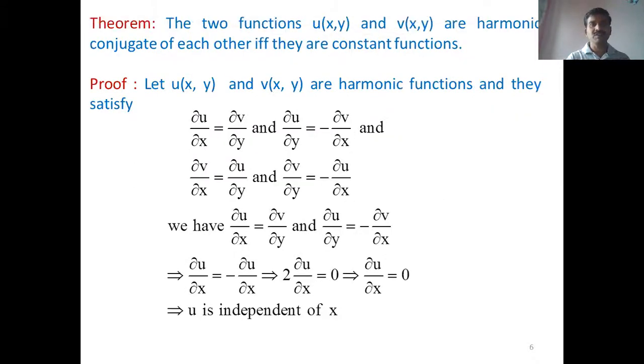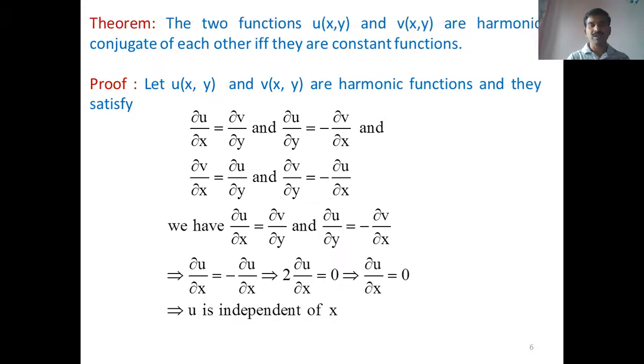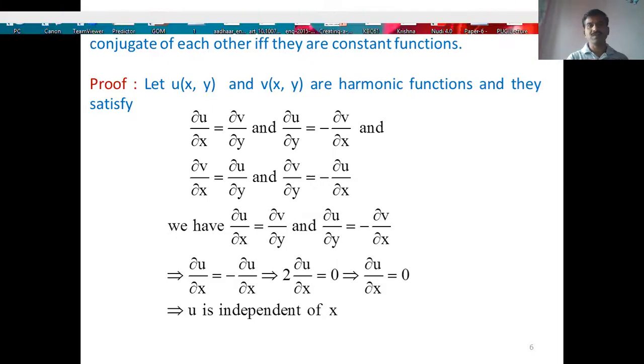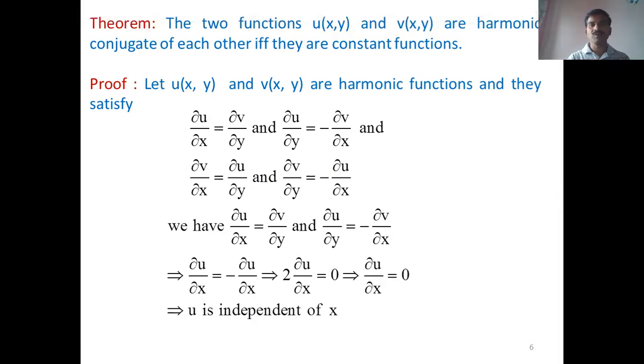Now we can see one property of this harmonic conjugate. The two functions u and v, the real and imaginary parts of the analytic function, are harmonic conjugates of each other if and only if they are constant functions. That is the condition: supposing u and v are constant functions, then only u and v are conjugates of each other. So suppose these two are harmonic conjugates of each other, then they are constant functions. First we suppose u and v are harmonic functions and satisfy the CR equations.